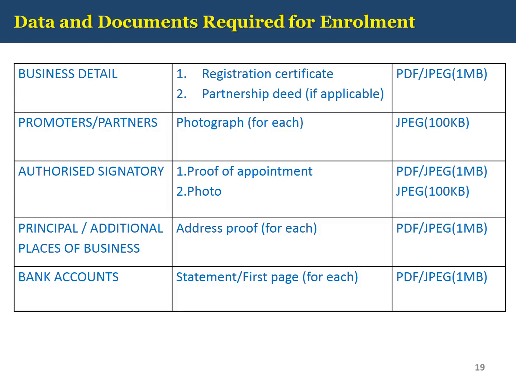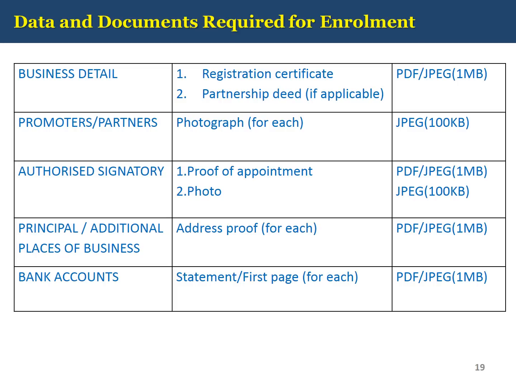So these are the details that you need to be ready with before starting with the enrollment. You need to have the registration certificate and the partnership deed with respect to your business details. For promoter or partners, you need photographs for each, which are to be uploaded in the JPEG format. Some things are to be uploaded in JPEG and some things can be done in PDF or JPEG as required by the gst.gov.in portal.